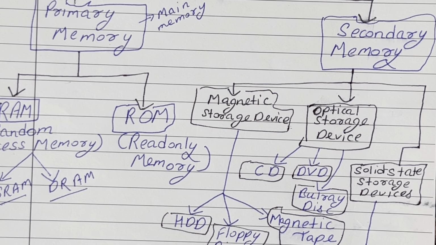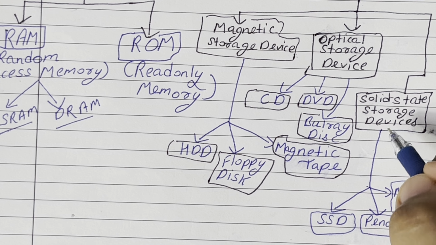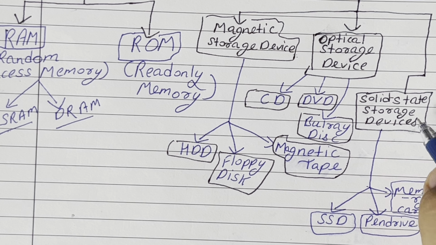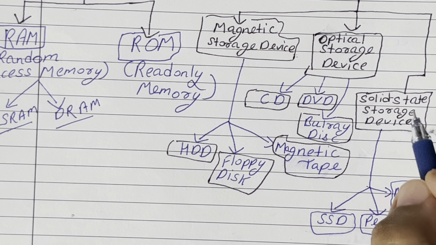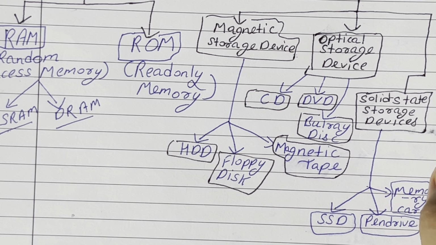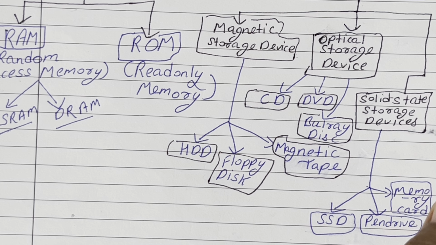Now let's talk about solid state storage devices. So these are the modern secondary storage devices that store data using electronic memory chips instead of mechanical parts or optical technology.